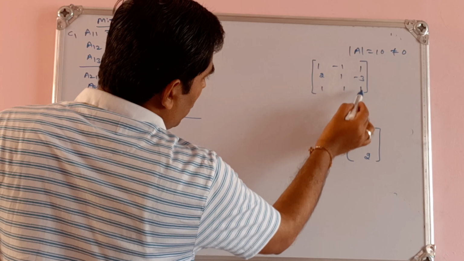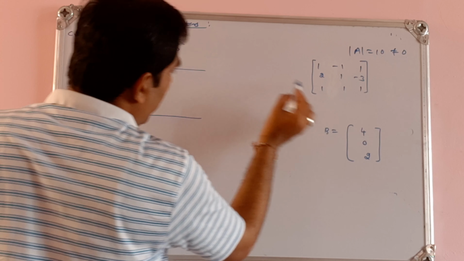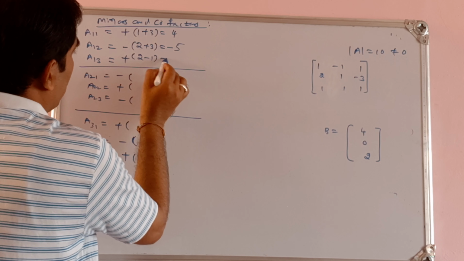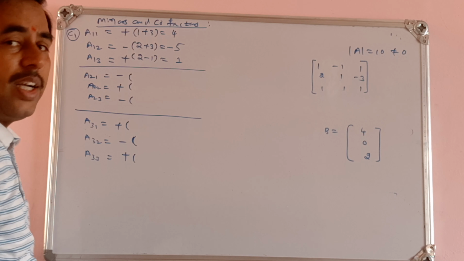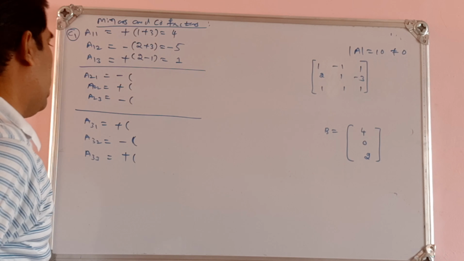Then I move to this element here. See, you leave this column and this row. See, 2 into 1 is 2, 2 minus 1. So 2 minus 1, that is 1. So whenever we write the adjoint here, the first column, we got these 3 elements.